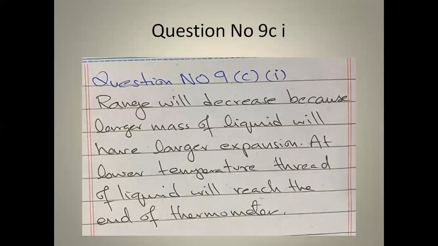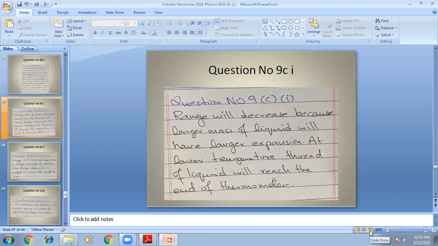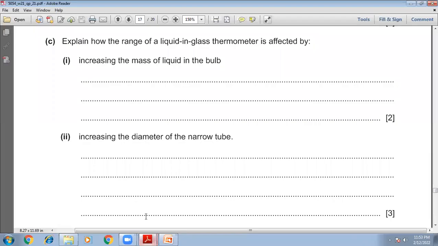Range will decrease because larger mass of the liquid will have larger expansion. At lower temperature, thread of the liquid will reach the end of the thermometer. So the range will decrease. Okay, so the next part is this one.